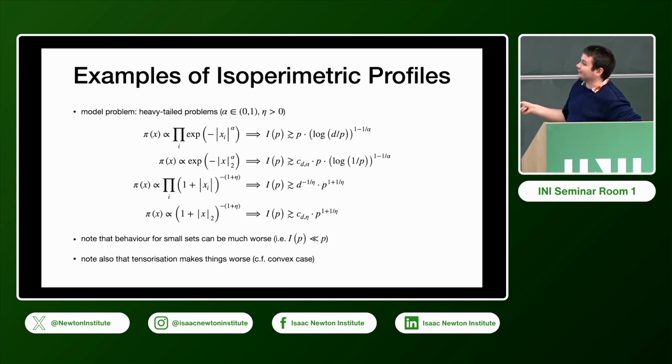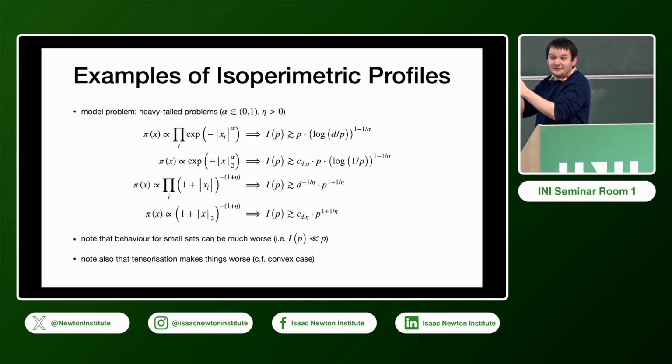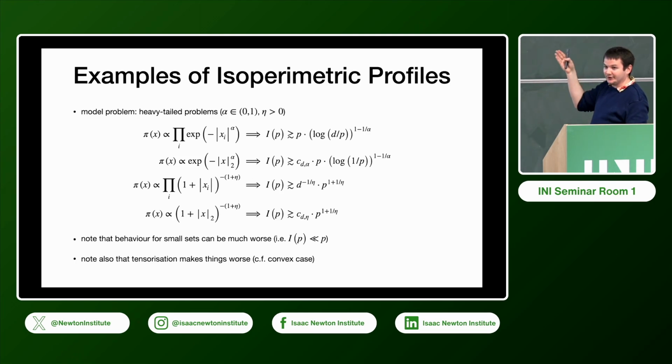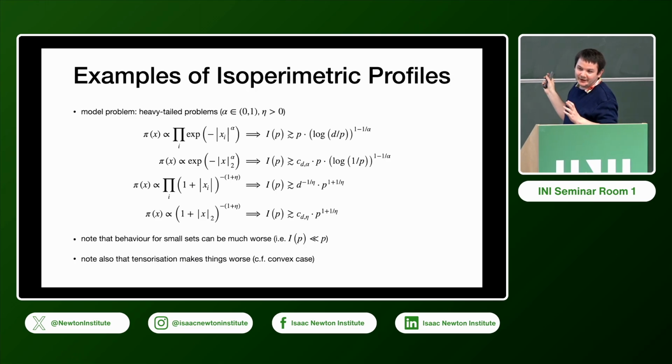Here, the challenge is now that for small sets, the boundaries are tiny. And this is because when you have heavy tails, you can have small sets that are just right out, off in the distance, for which the density there is very small. It's a good exercise to do by hand in the polynomial case, I would say. Moreover, tensorization makes things worse. In the convex case, I could take products of nice things and get something nice, whereas here, you can think of it as every time I add in another non-convex thing, that's another problem for me to worry about.